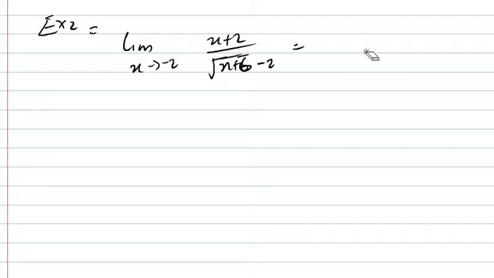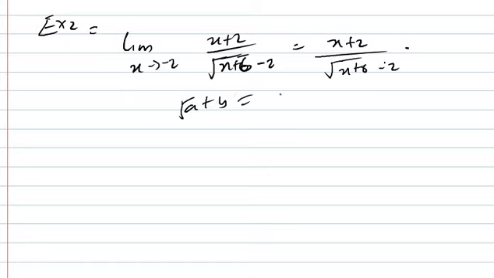So we're gonna use a conjugate method to evaluate the given limits. So we have x plus 2 in the numerator, and for the denominator we have the root of x plus 6 minus 2. The conjugate of the bottom: if you have root of a plus b, the conjugate is root of a minus b.